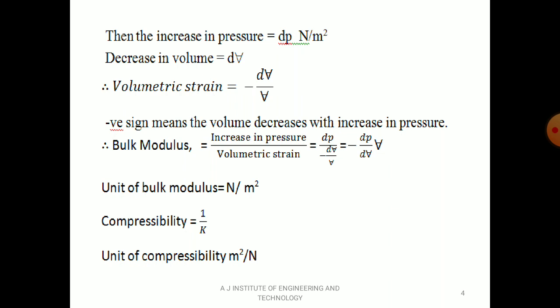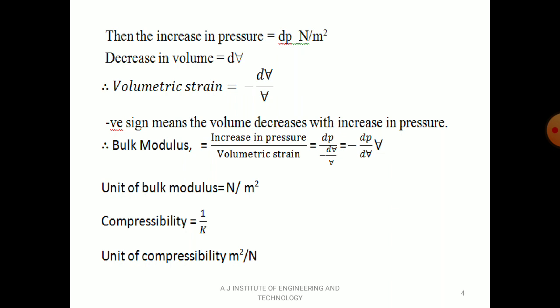The negative sign means the volume decreases with increase in pressure. That is what I told in the explanation: when the pressure increases, volume decreases. Pressure is inversely proportional to volume. Here we are increasing pressure, so volume automatically decreases, so we use a negative sign in that expression. Therefore, bulk modulus is equal to increase in pressure over volumetric strain. Increase in pressure is dP, volumetric strain is minus dV divided by V. So K equals minus dP into V divided by dV.